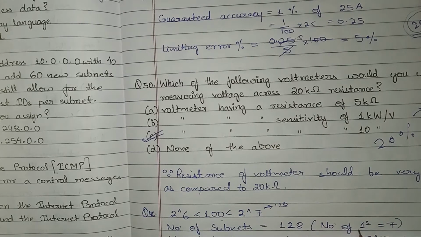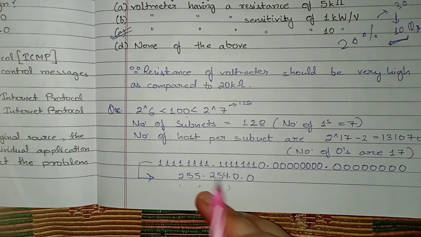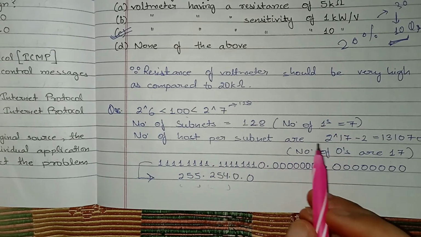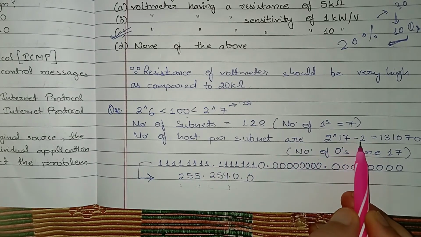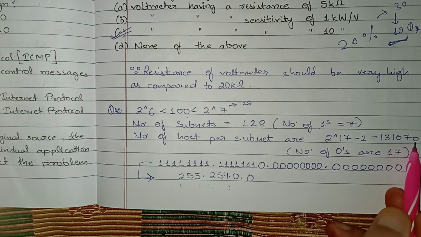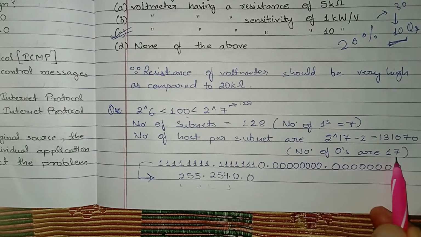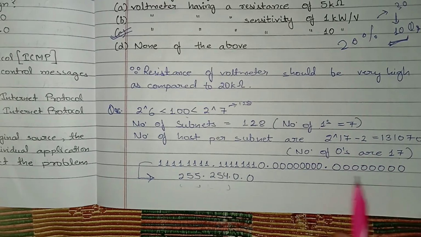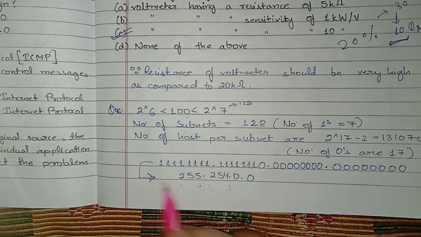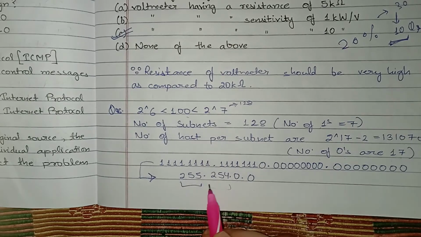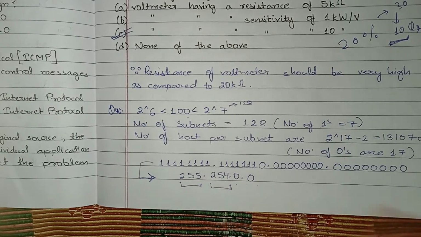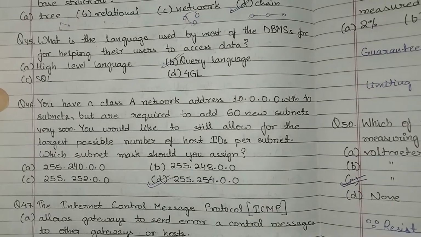Number of ones is equal to 7. Number of hosts per subnet are 2 to the power 17 minus 2, 131070. Number of zeros are 17. So if we write it like this in the binary format and then convert it to decimal format, it will become 255.254.0.0. So the answer would be this.